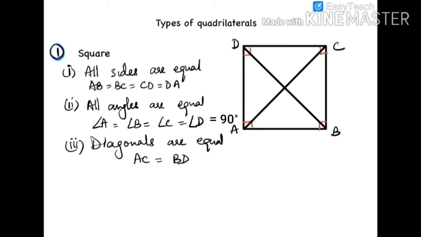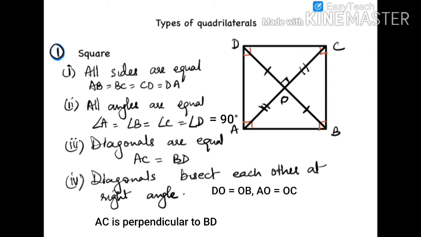Also, the diagonals bisect each other at right angles. So if the diagonals intersect at point O, then DO is equal to OB and AO is equal to OC. And AC will be perpendicular to DB.